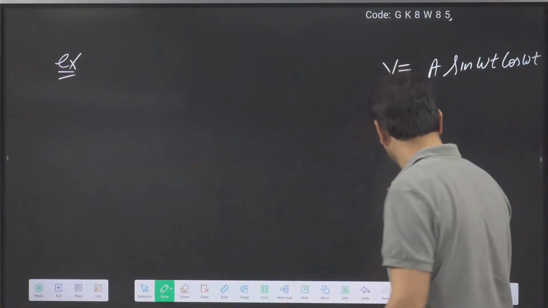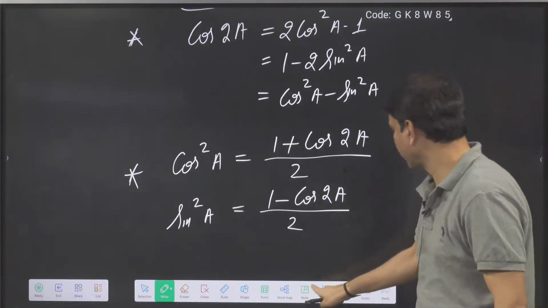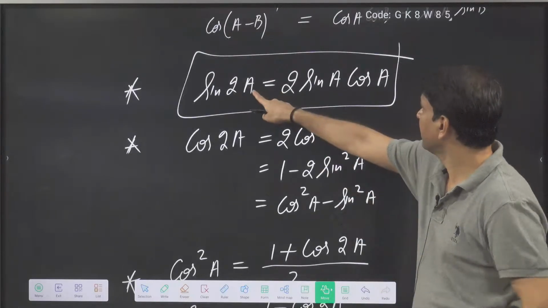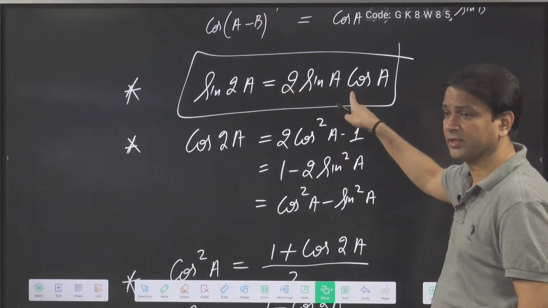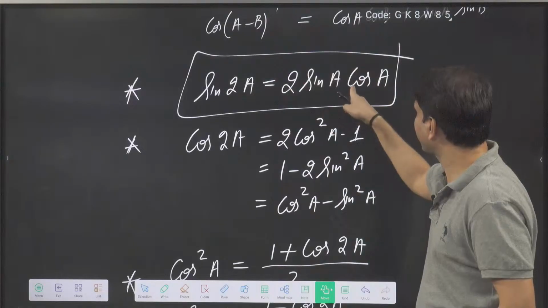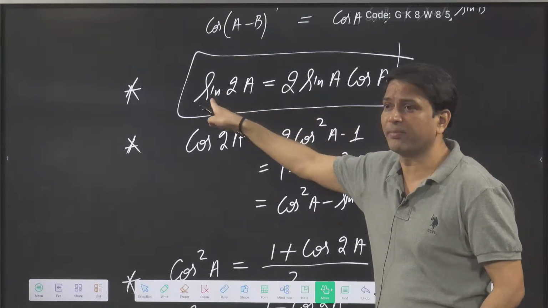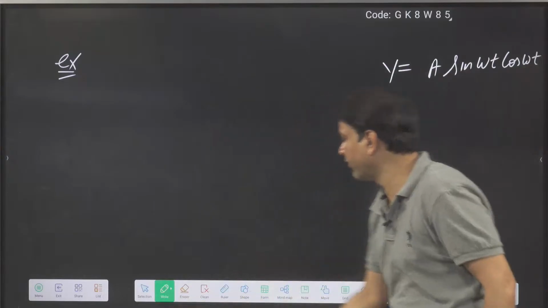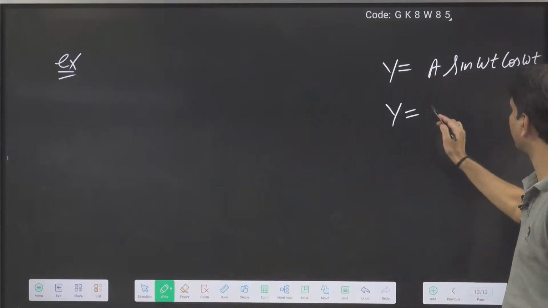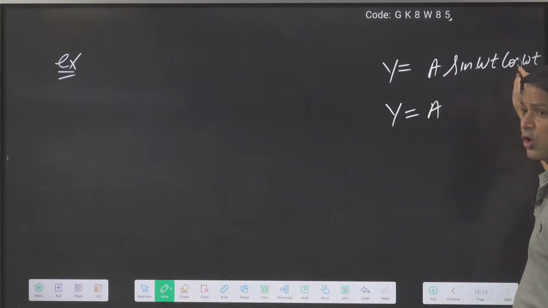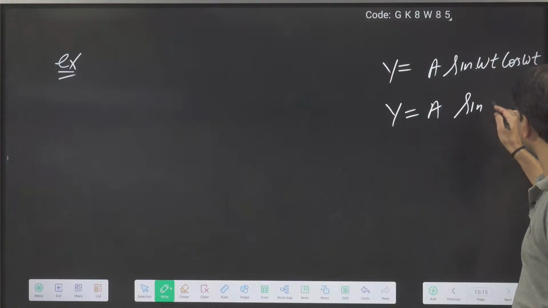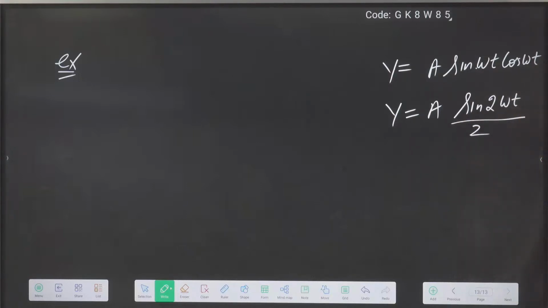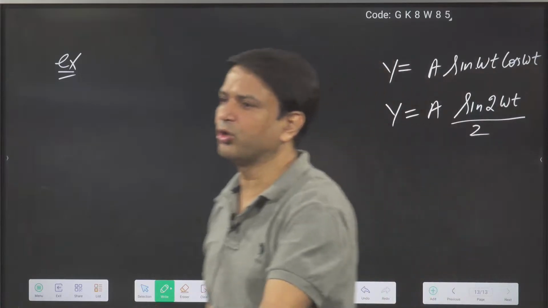If you see this formula, sin 2a is 2 sin a cos a. So sin a cos a, what can I write? Sin a cos a is sin 2a by 2. So here, to convert into the standard form, y is equal to a sin theta cos theta, I can write sin 2 theta. Sin 2 theta means sin 2 omega t by 2. So this came into our standard form, a sin omega t.